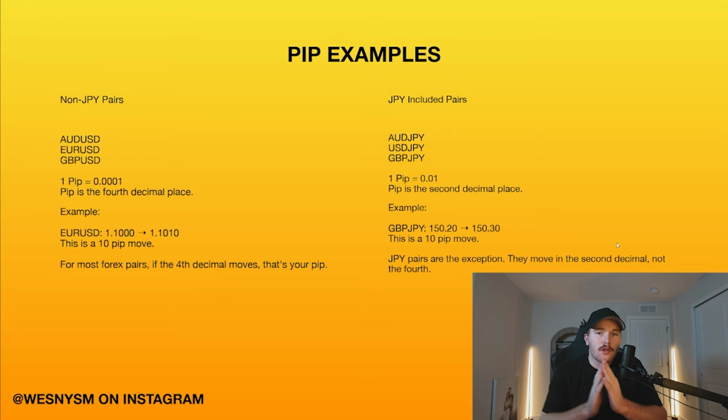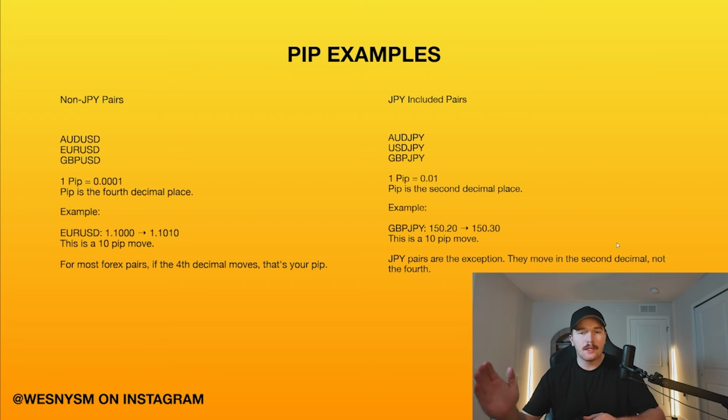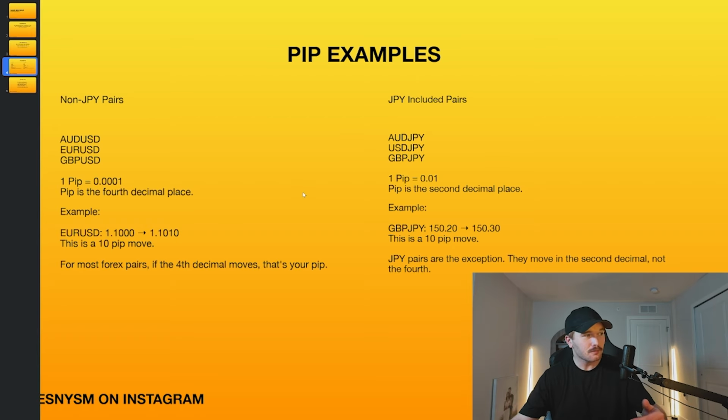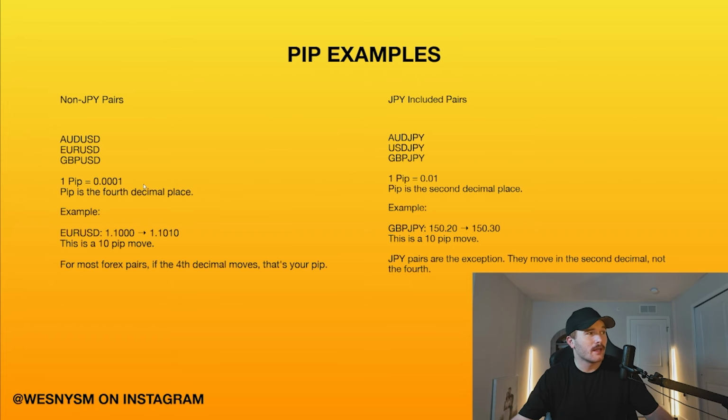Now, I want to very quickly explain what pips are in Forex. If we are dealing with non-JPY pairs, so these are pairs that don't have the Japanese yen in them, like EUR/USD, AUD/USD, GBP/USD, and pretty much anything that doesn't have JPY in it, one pip is the fourth decimal place. So if we look at where my cursor is, 0.0001, that is where our pip count starts. So let's say we wanted to go up 1 pip from 0.0001. It would be 0.0002, and so on and so on.